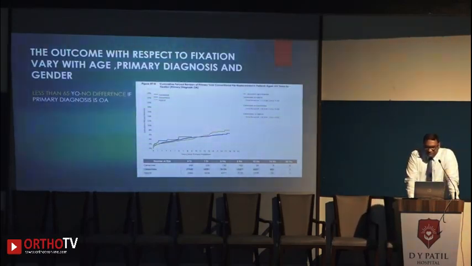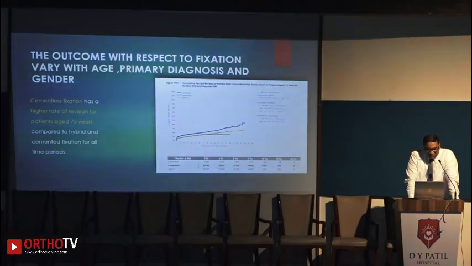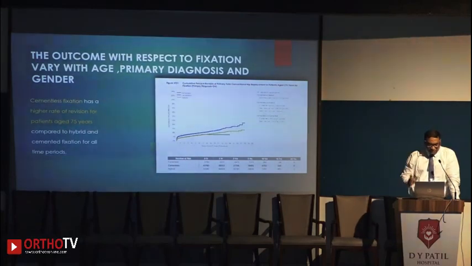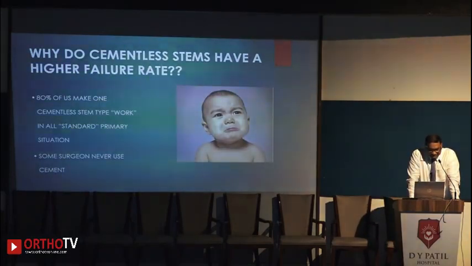So the outcome with respect to the fixation varies with age, primary diagnosis and gender. For less than 65 years, if the primary diagnosis is osteoarthritis, there is no difference; the revision rates are the same. Cementless fixation has a higher rate of revision for patients more than 75 years of age. So for more than 75 years of age, we should consider at least hybrid or cemented fixation.